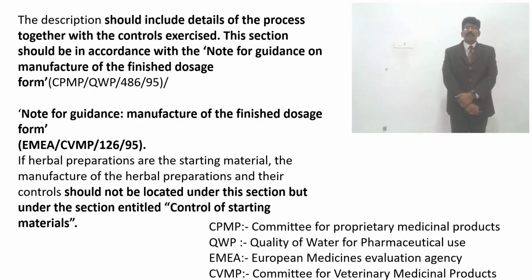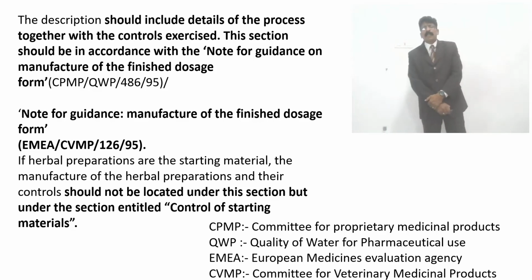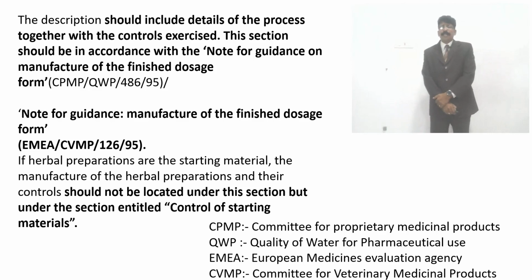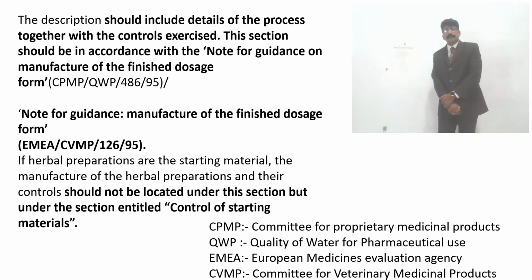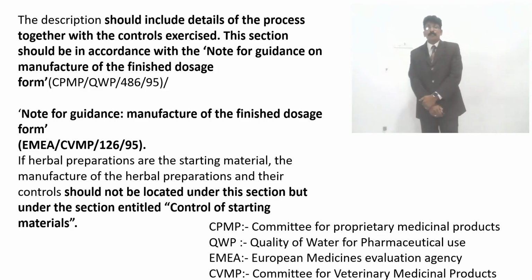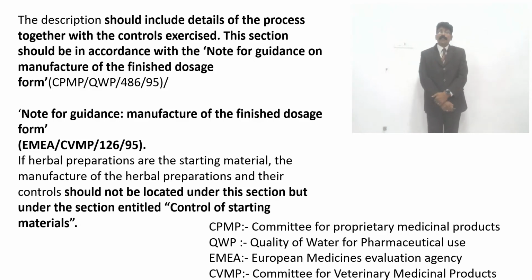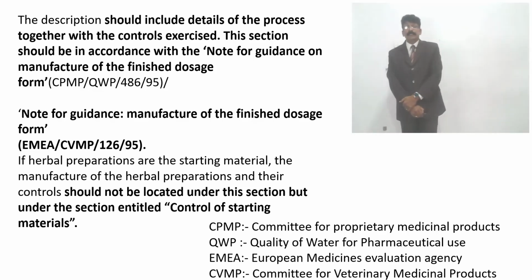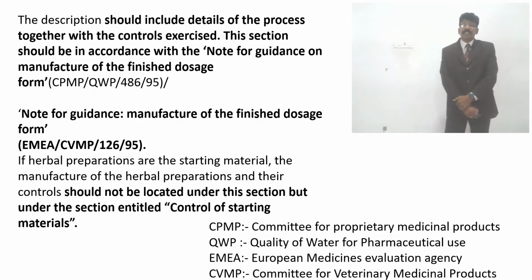So you can see that CPMP means Committee of Proprietary Medicinal Products. QWP means Quality Working Party. EMEA means European Medicines Evaluation Agency. CVMP means Committee for Veterinary Medicinal Products. So these are some of the abbreviations which we are using for the laws and the committees, so I just mentioned that.